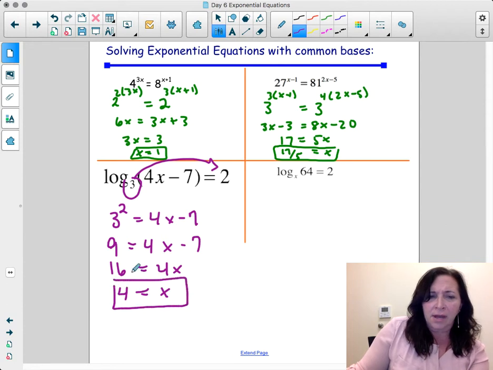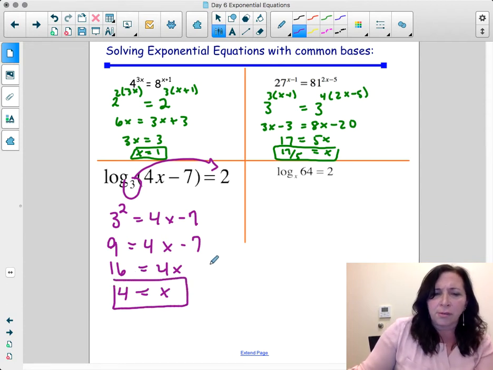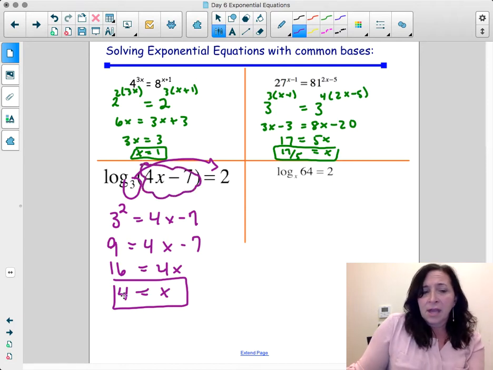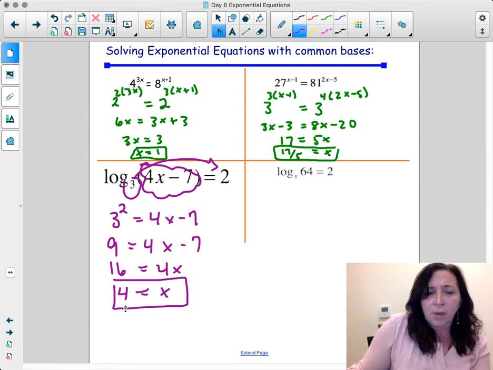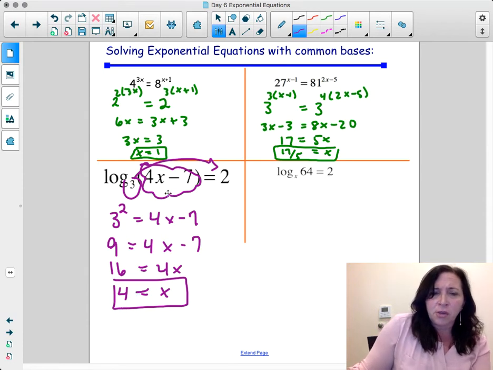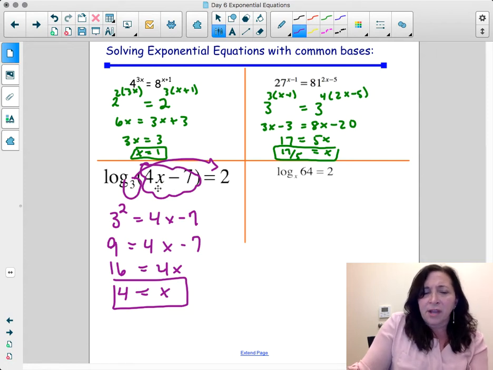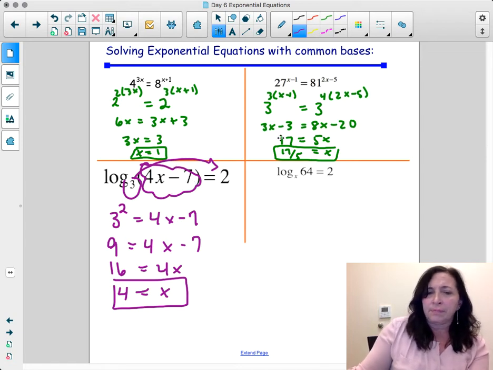Please keep in mind that your argument, which is this value right here, can never be negative. And so make sure that whatever value you get, you plug it back in here, and make sure it doesn't come out negative. So 4 times 4 is 16. 16 minus 7 is 9. So definitely not a negative number.